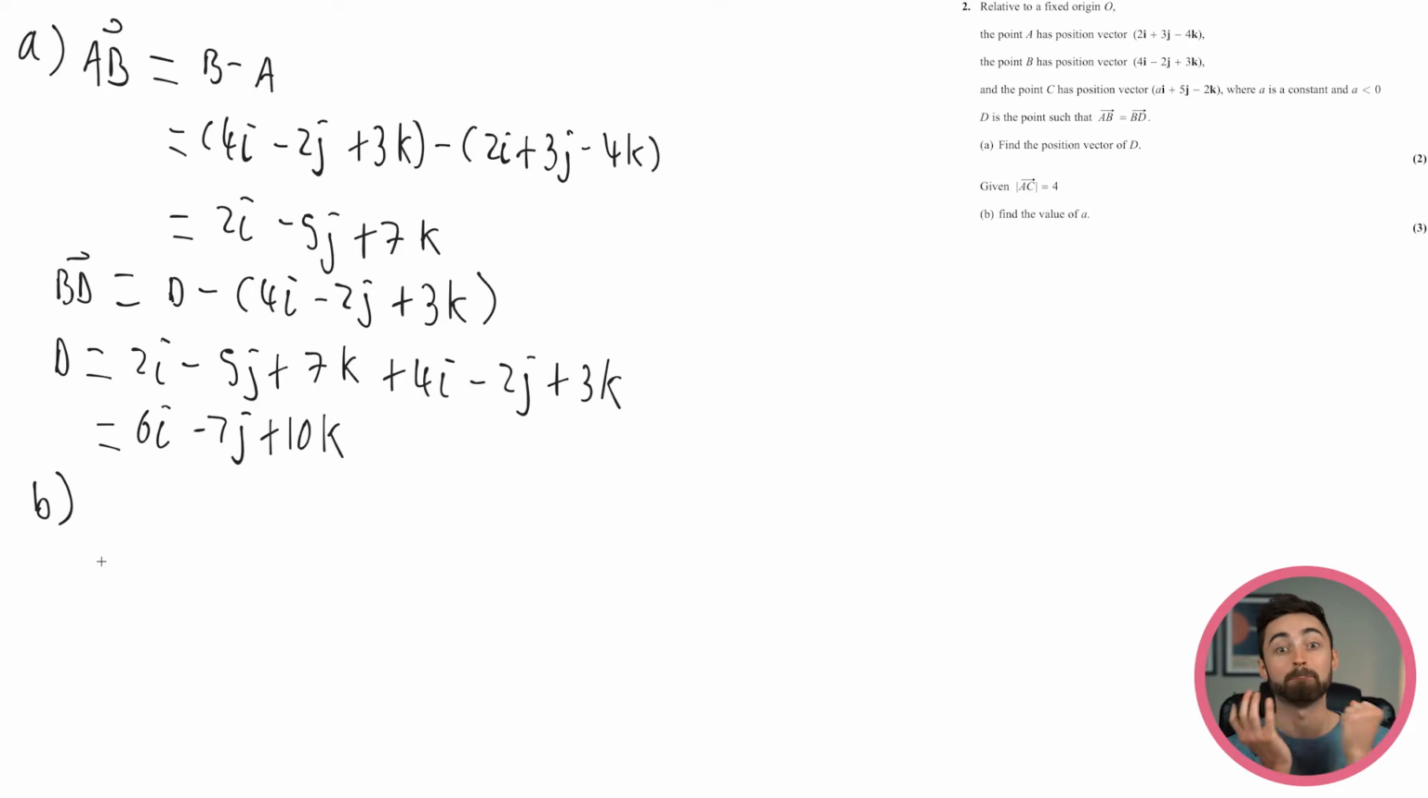these lines mean the magnitude of AC, so I'll talk about that in a second. It says, find the value of a. Okay, so this is essentially the magnitude of a vector. Imagine I have the vector that takes me from point A to point C.